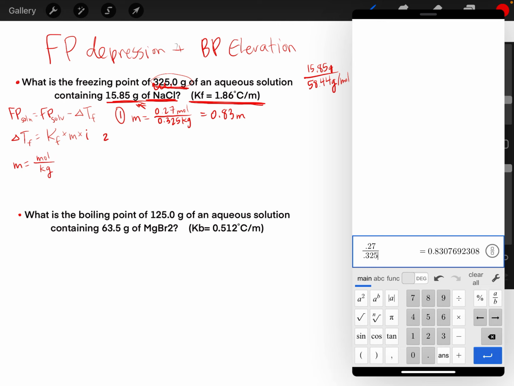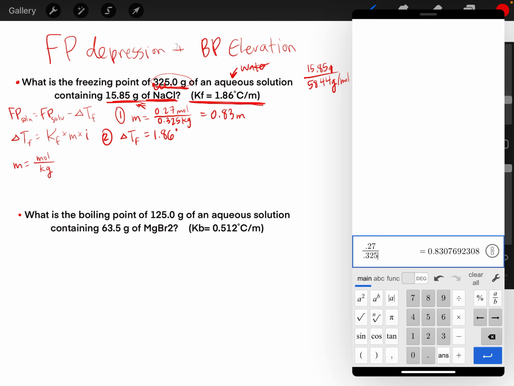So now I can go ahead and find my delta TF. My second step is to find delta TF. Delta TF is really just the change in the temperature that we're having when we're adding this solute to our solvent. So I'm going to go ahead and plug in my Kf value. It will be given to you. Okay, we know that our Kf is water's Kf because aqueous means that it's dissolved in water.